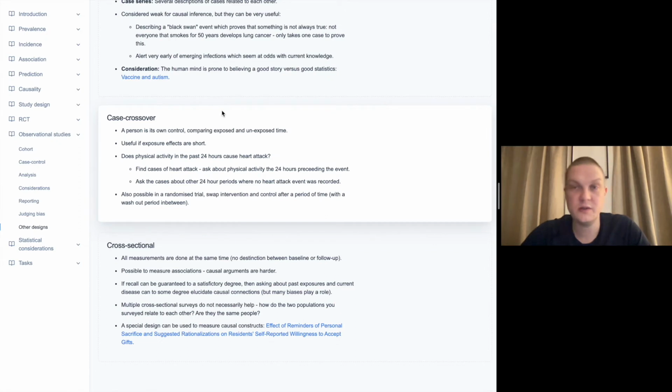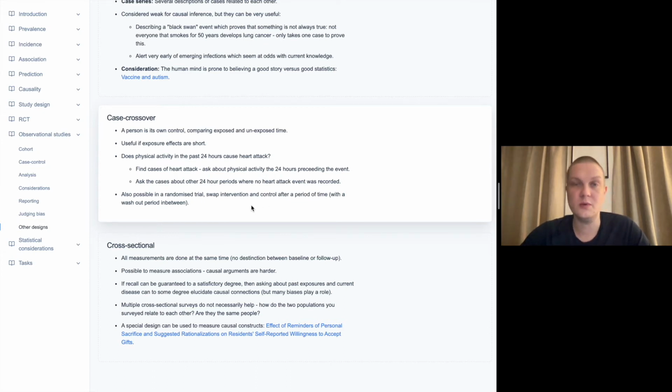A case crossover design allows a person to be their own control, comparing exposed and unexposed time. It's useful and only really possible if exposure effects are short. So if I wanted to investigate if physical activity in the past 24 hours caused heart attack, I could find cases of heart attack, ask about physical activity in the 24 hours preceding the event. And then I could ask the cases about 24-hour periods where no heart attack event was recorded.